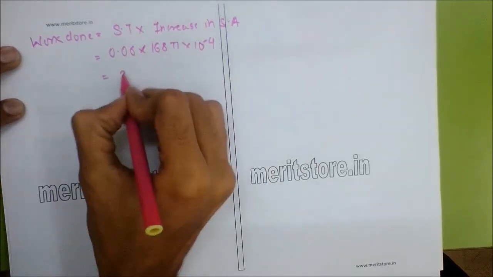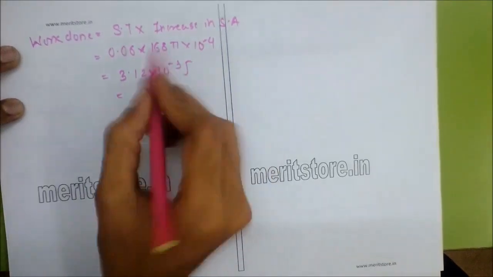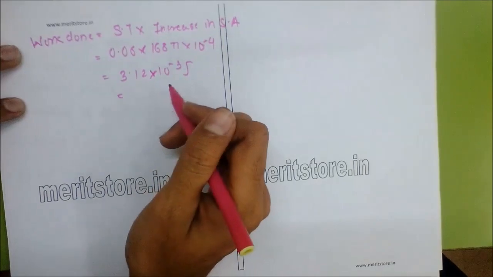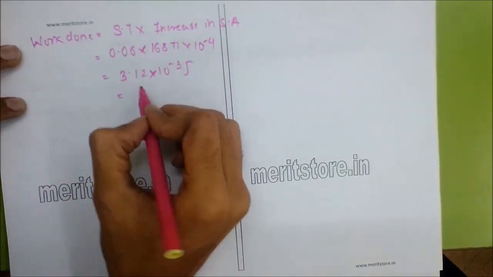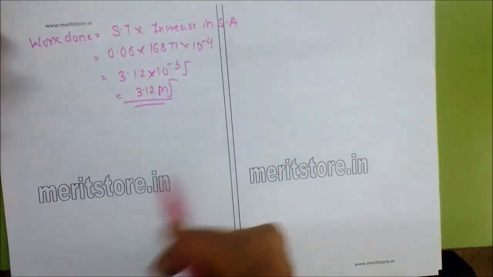So after calculating, we get 3.12 into 10 raised to minus 3 joules. Converting into millijoules, we'll get 3.12 millijoules. So this much work is done.